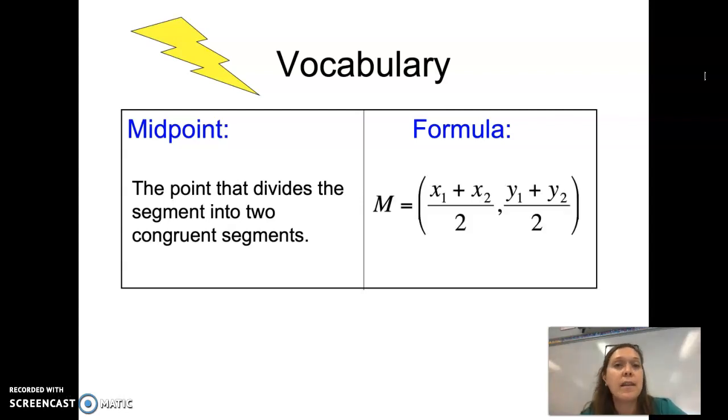We have a formula that we use. It looks very complicated, but it really isn't too terrible. So take a moment to jot this down. We use a capital M to represent midpoint. And then your midpoint is going to be some ordered pair. Remember, ordered pairs are x comma y. So to find the x, you take your two x's, so x sub 1 plus x sub 2, and you divide it in half, because that's how you find the middle of something. You cut it in half. And then you do the same thing with your y's. So y sub 1 plus y sub 2, cut in half.